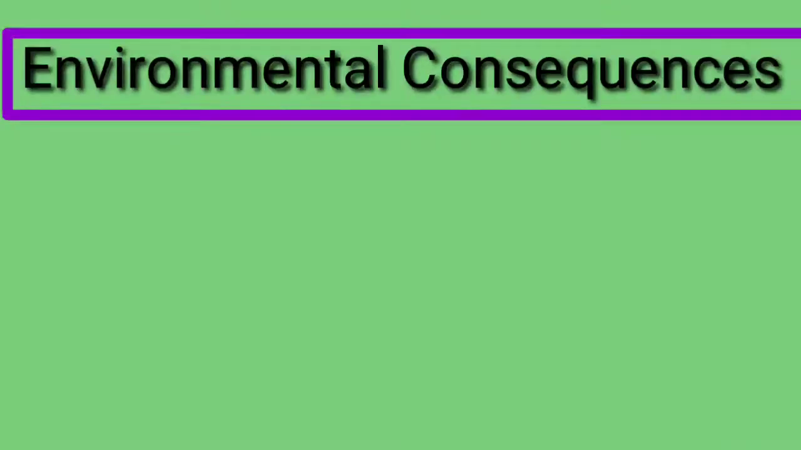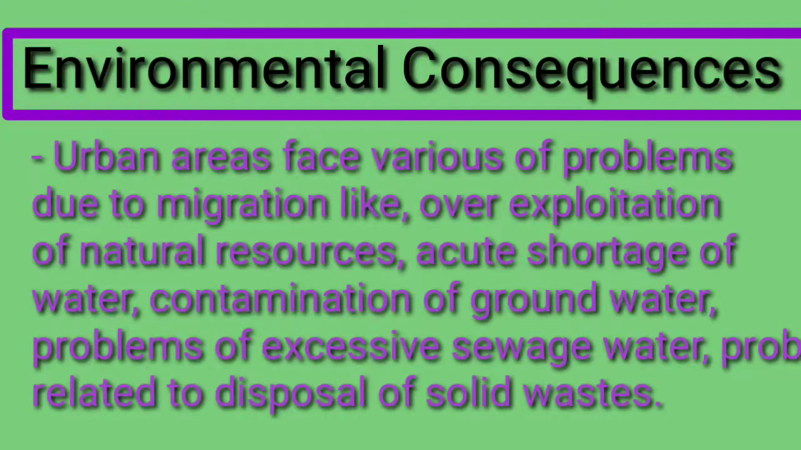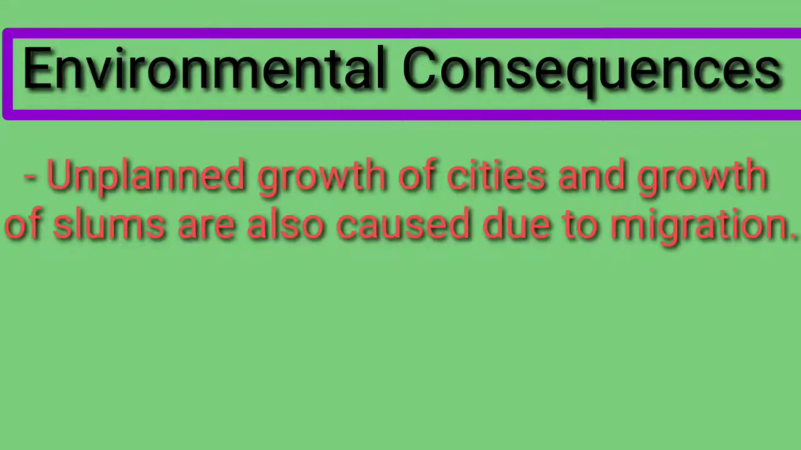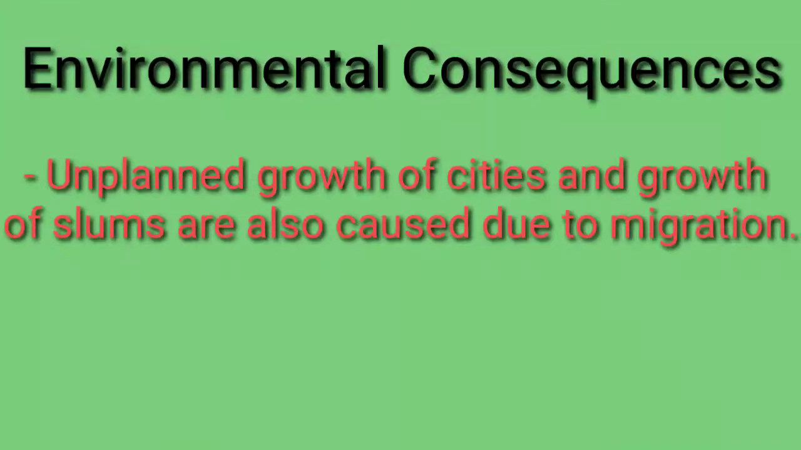Now the environmental consequences. Urban areas face various problems due to migration like overexploitation of natural resources, acute shortage of water, contamination of groundwater, problems of excessive sewage water, problems related to disposal of solid wastes. Unplanned growth of cities and growth of slums are also caused due to migration.